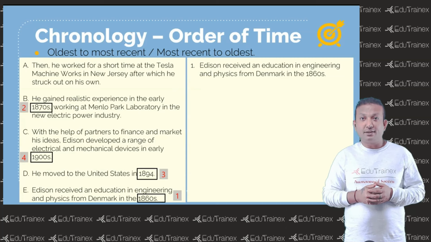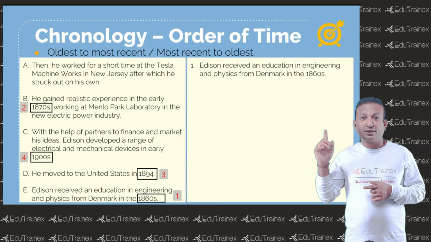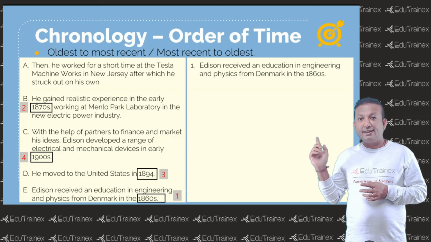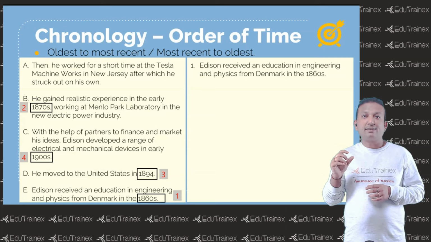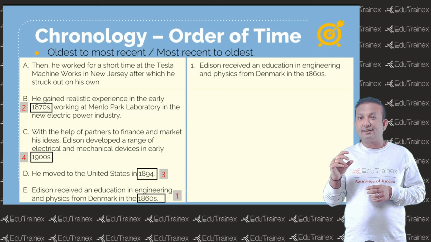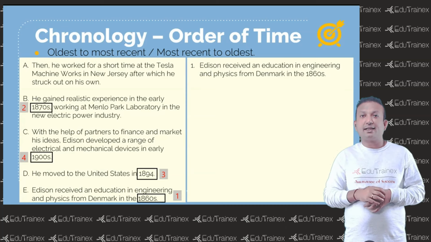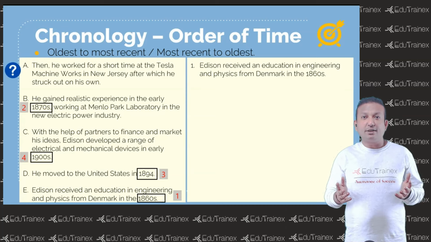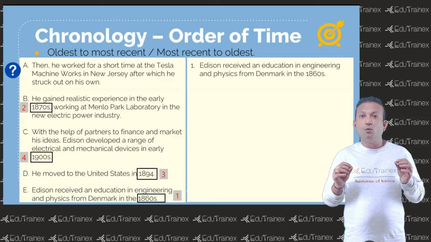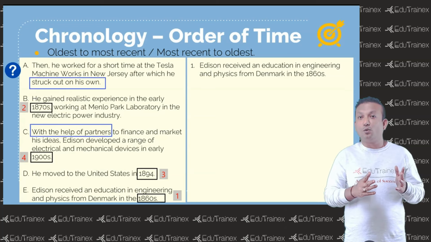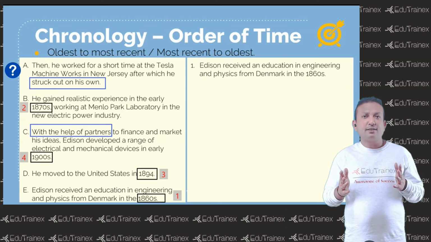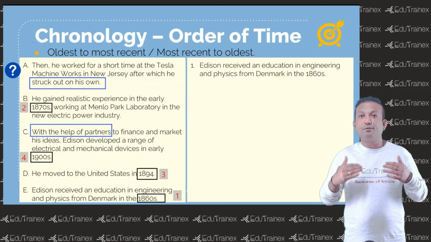So the other dates mentioned here are 1870 in option B, 1900s in C, and 1894 in option D. So B has the next date that comes after 1860s and definitely looks like our second sentence. But what about option A? It doesn't have a date. So we need to figure out where that will fit. It talks about Edison trying to strike his own business. So which other sentence is connected to this one? It's a bit difficult to work out what comes before it.